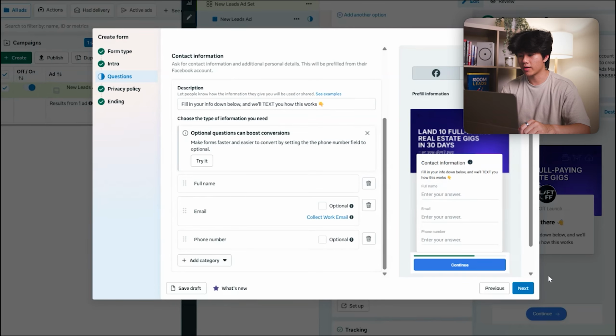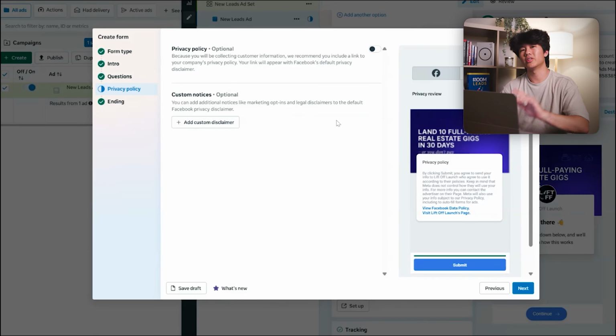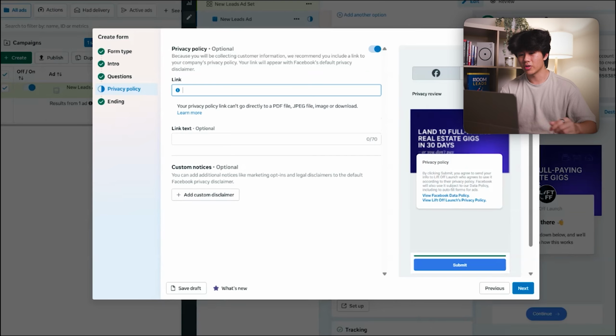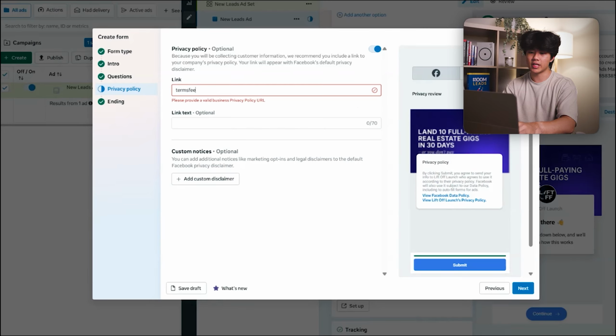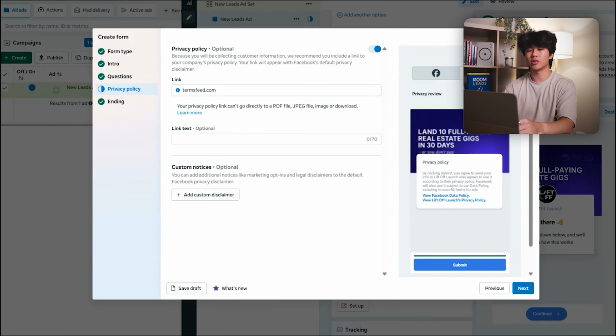So once we have that, we're going to go to the privacy policy. You don't really have to worry about the privacy policy. It is optional. But if you do need a privacy policy, all you really need to do is go to termsfeed.com. It's going to generate a privacy policy for you, and then you can just paste it in there.